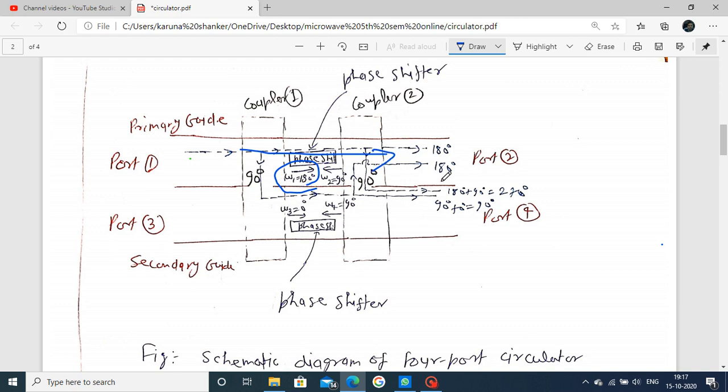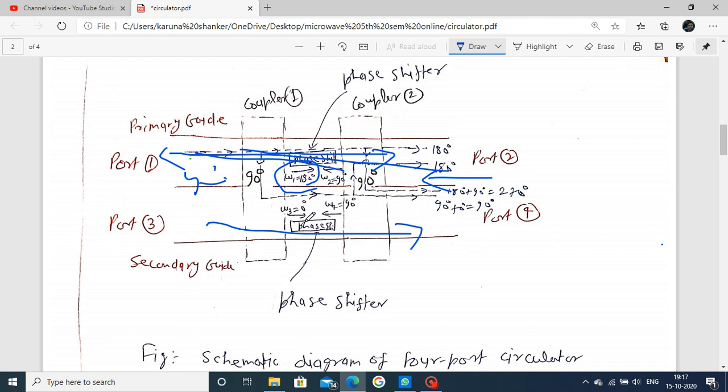Similarly, if we apply port 2 as an input, the phase shift comes after this one. W2 is 90 degrees, meaning this phase shift is 90 degrees. Next, look at the phase shifter property in the secondary waveguide. If we apply port 3 as an input, then port 3 output comes to port number 4.